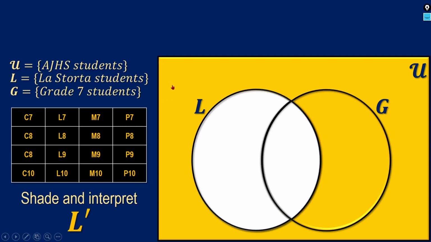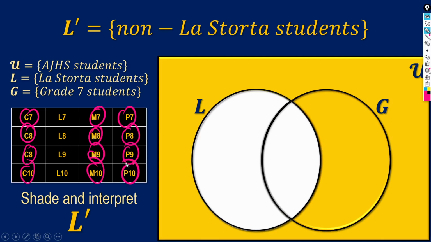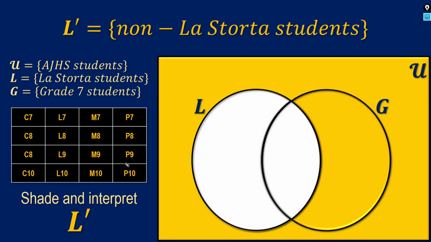O, di simple lang. Ang interpretation natin dyan, non-last torta students. Diba? L prime, not last torta. So, sino mga kasama sa L prime? Ito. Lahat ng walang L, kasi last torta yun, no? Ito ang mga nasa L prime. No? Mga elements na nasa L prime. Okay? Non-last torta students. Right. It's really important, ha? You need to understand how to interpret these regions of the Venn diagram. Next.